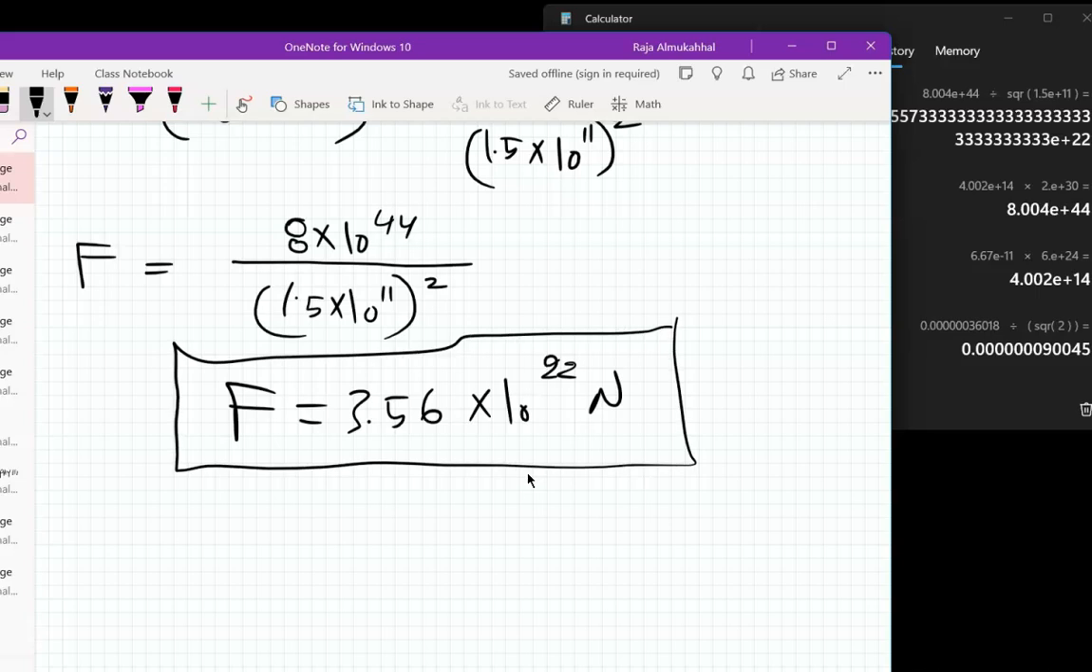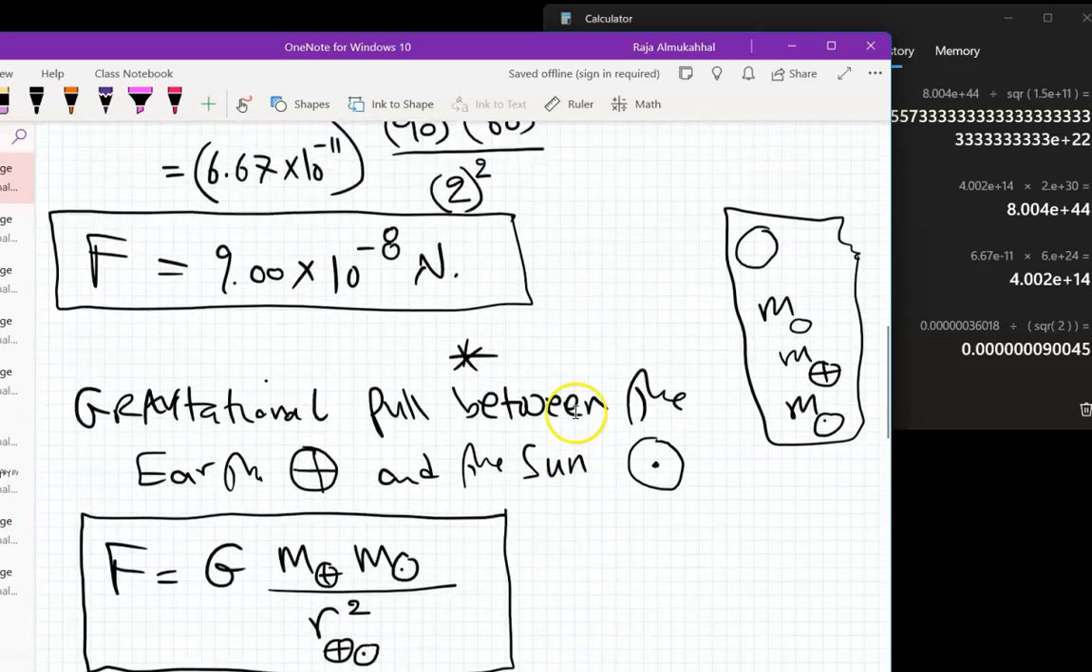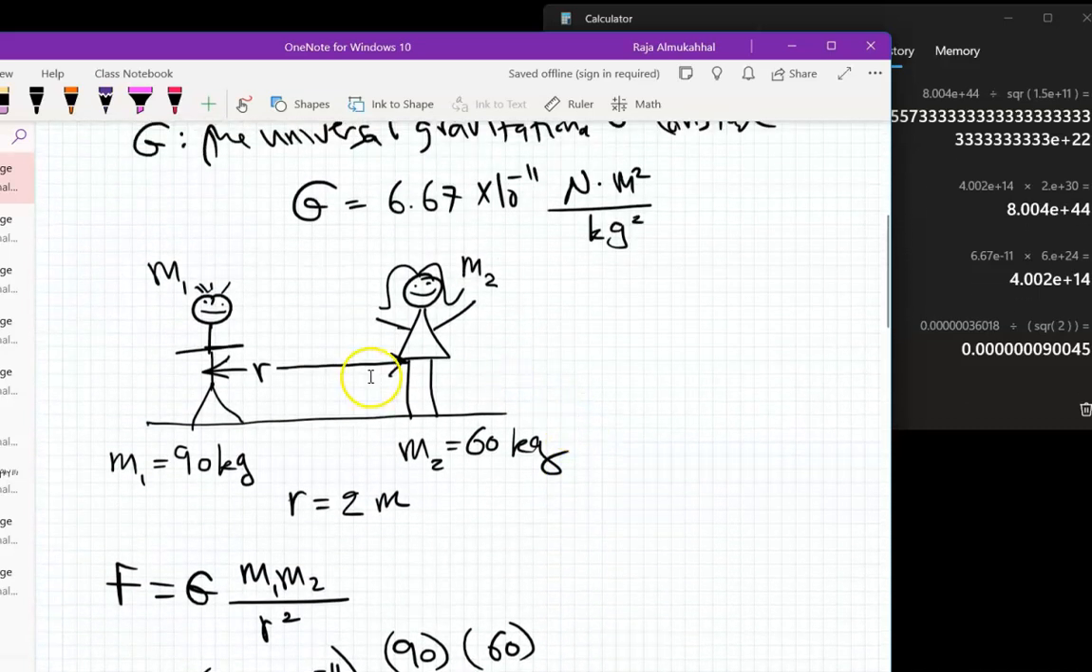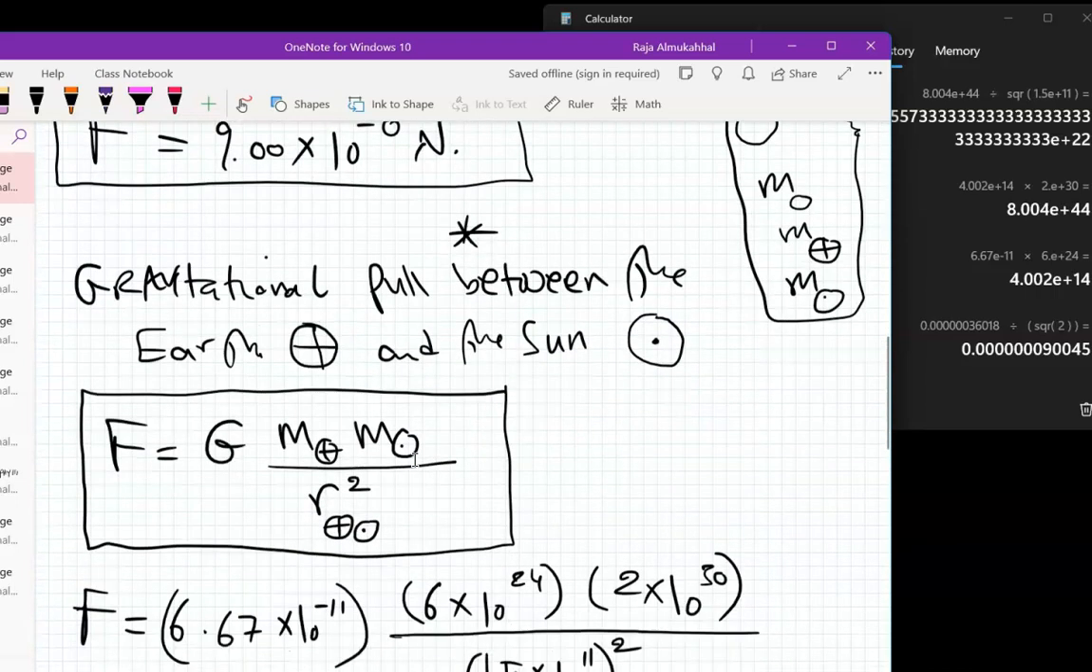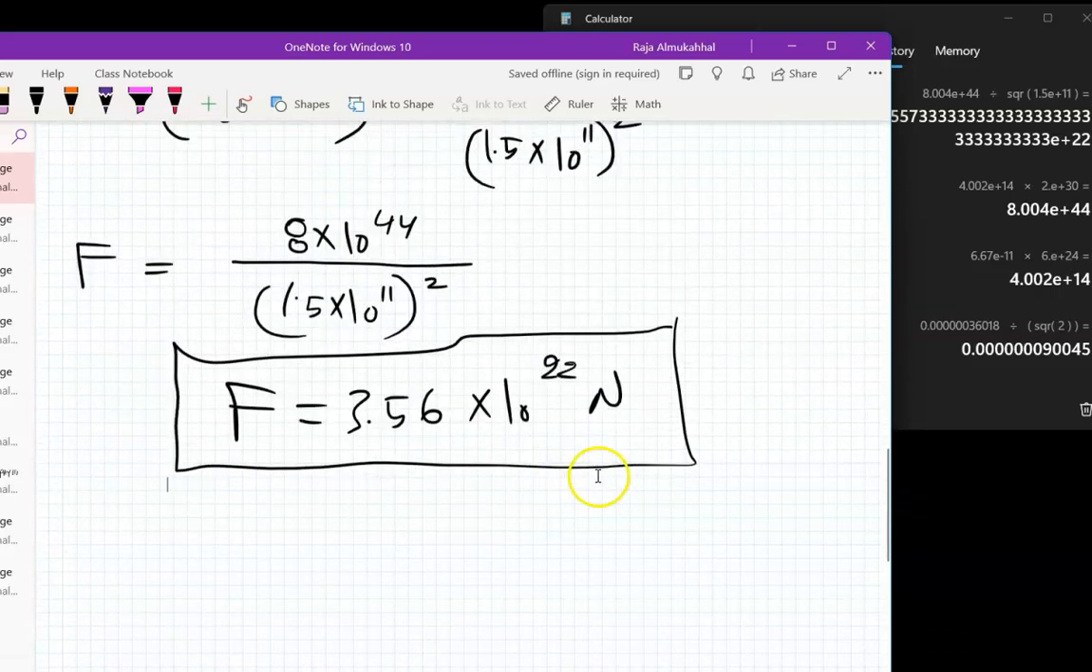I mean, a trillion is a power of 12. This one is 22. That's way beyond a trillion Newton. Now compare this with the gravitational force between two people: 10 to the negative 8, totally insignificant. But look at the gravitational pull. Now, this force, this big number, is actually the one that is responsible for moving the Earth around the sun.